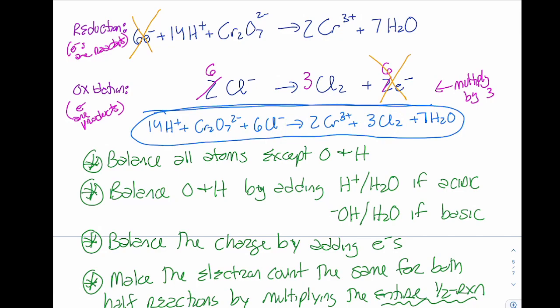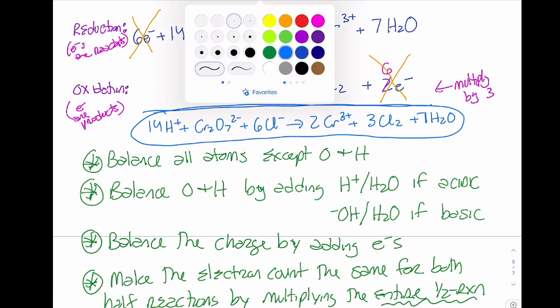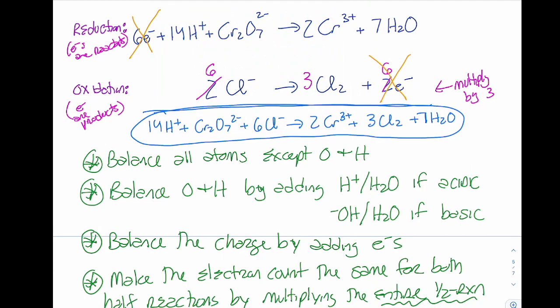So atoms are good. And then charge, I'm kind of running out of room here, but I have 14 positives, a -2, and then another -6. So 14 positives and 8 negatives gives me 6+. And then if I go over to this other side, I have 2 things that have a 3+ charge, no charge, no charge. So 6+, my charge is balanced, so good.